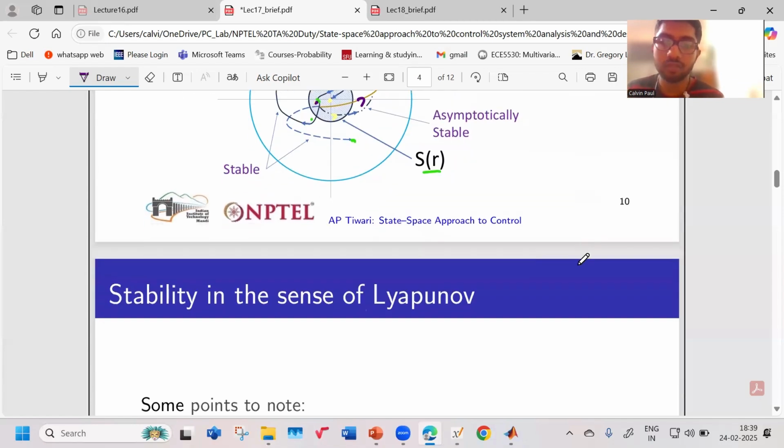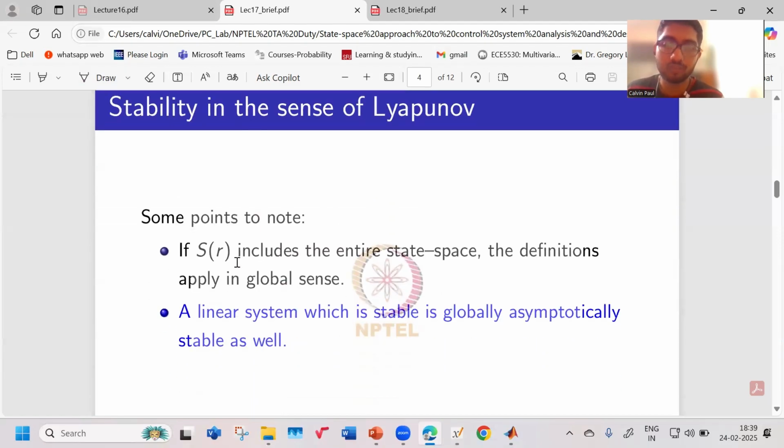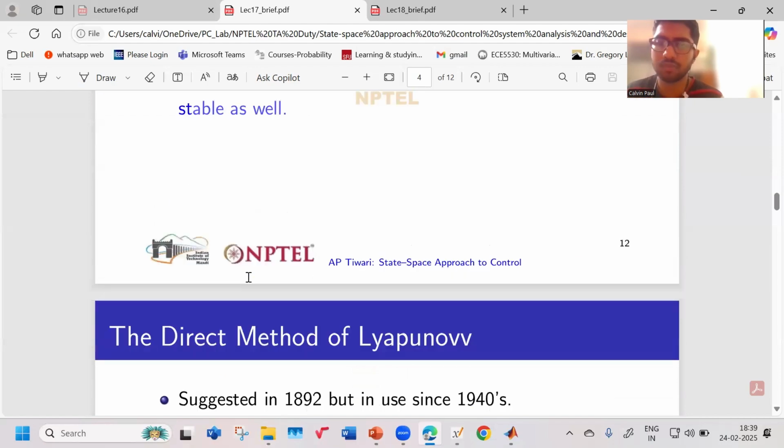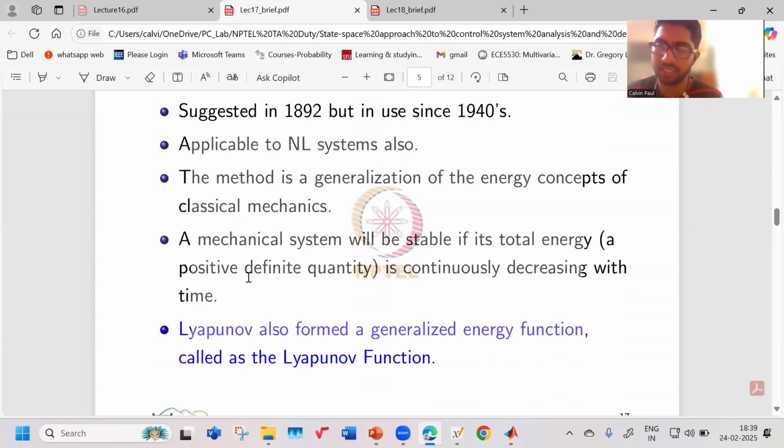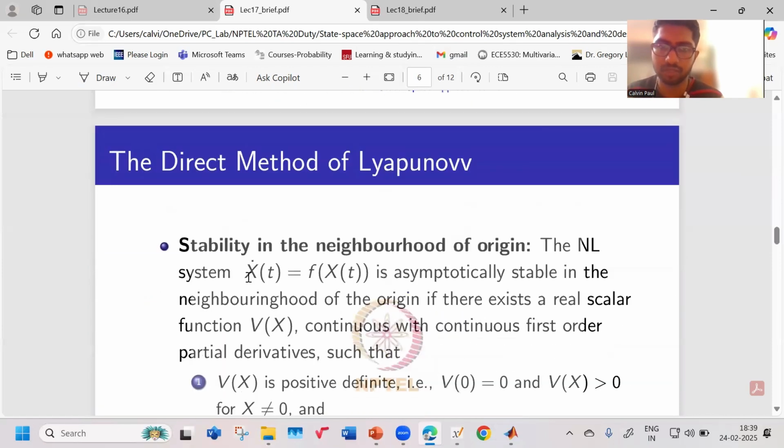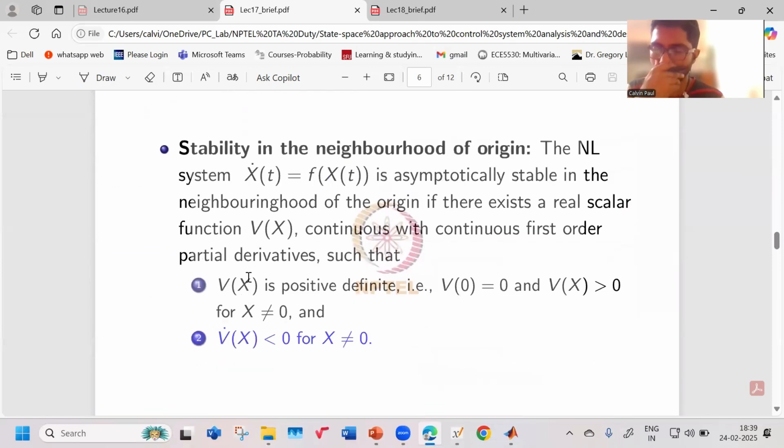So this is the thing regarding stability. If S of R includes the entire state space, the definition applies in a global sense, right? So for a linear system, if it is stable, it is asymptotically stable. And it is a generalization of the energy concepts, which you guys know. So how do we find out?